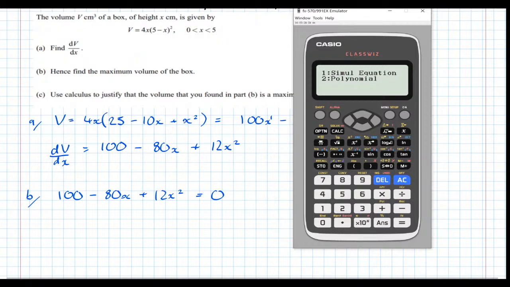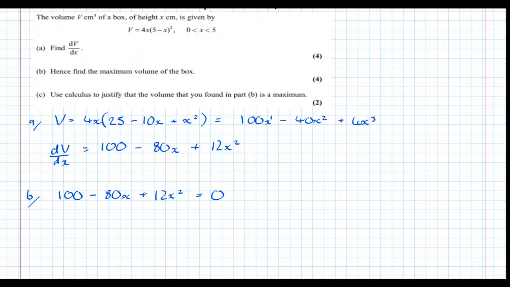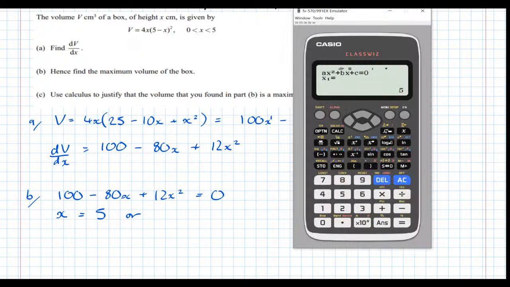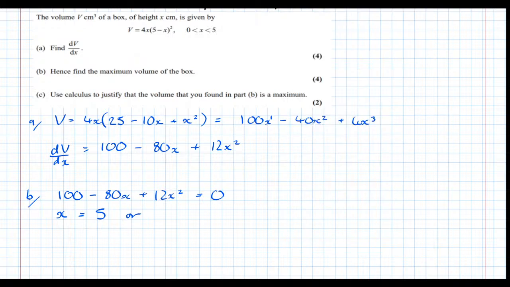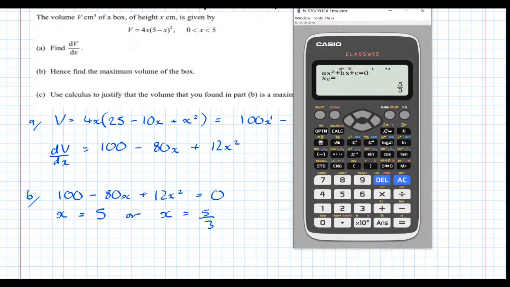So, going for a polynomial of degree 2. The x squared term is 12. The x term is minus 80. And the constant term on its own is plus 100. Let's see what that gives us. That gives us x equals 5, or, with it being quadratic, we get another one: x equals 5/3. So 2 potential answers.